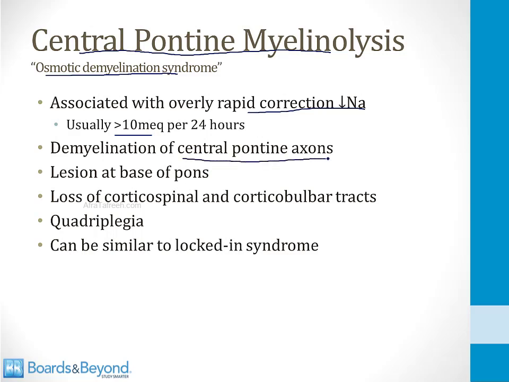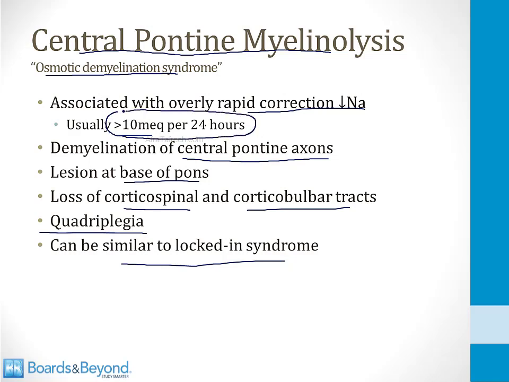Through a poorly understood mechanism, if you raise the sodium too quickly, it leads to demyelination of central pontine axons. This causes a lesion at the base of the pons, and patients lose their corticospinal and corticobulbar tracts, which are the major motor tracts in the pons. This leads to a quadriplegia that can be similar to the locked-in syndrome, and it can lead to death. And for this reason, in clinical practice, when you are treating a patient with marked hyponatremia, you carefully monitor the serum sodium level and don't let it go up more than 10 milliequivalents per 24 hours.